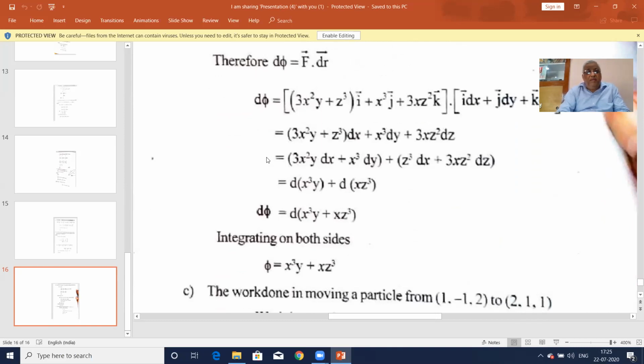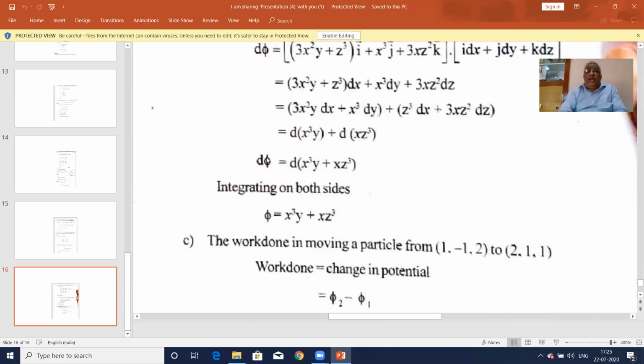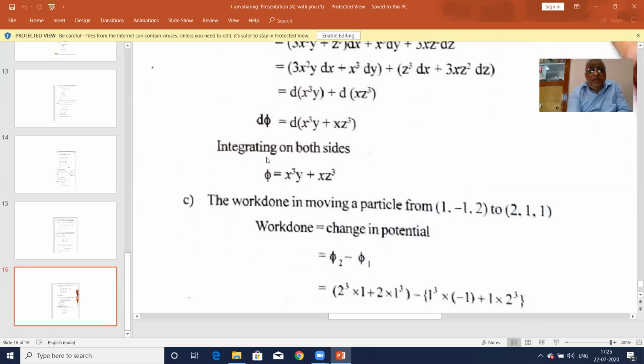The last bit, part (c): find out the work done in moving a particle from (1, minus 1, 2) to (2, 1, 1). Work done is nothing but the change in potential. We got the value of phi, so it is very easy to calculate: x cube y plus x z cube. So it is phi 2 minus phi 1.